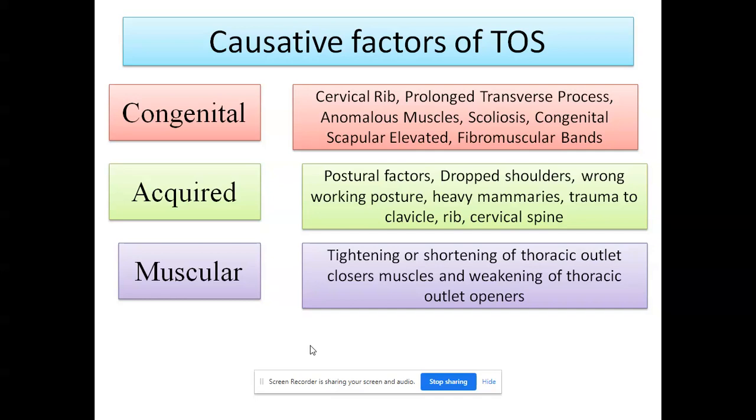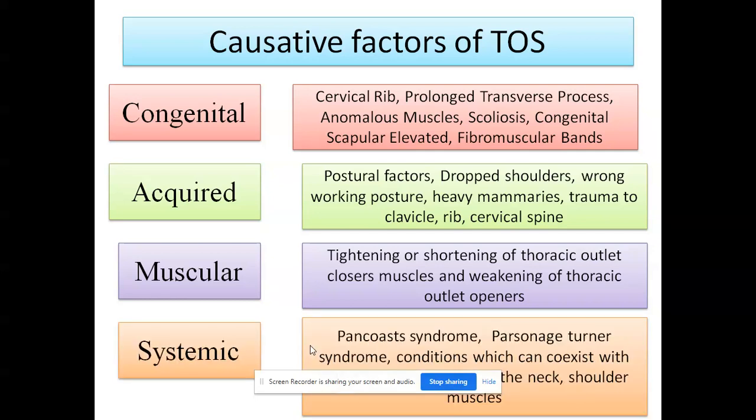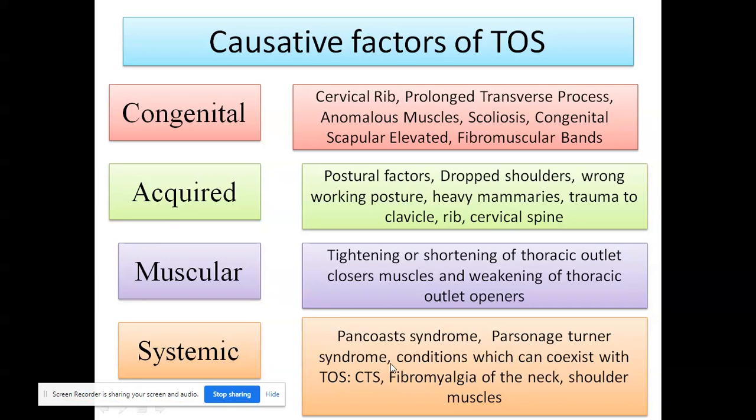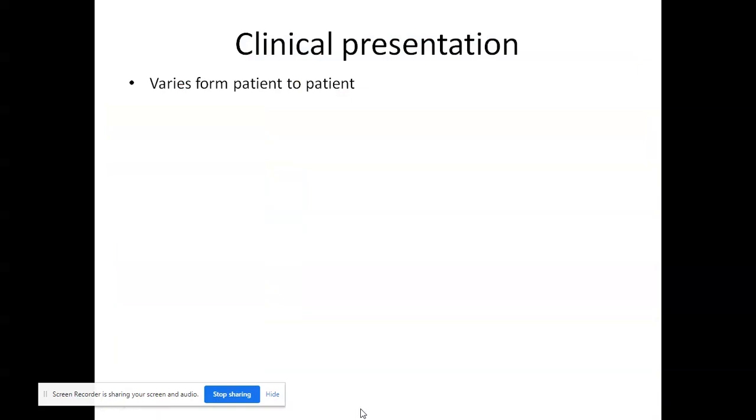If tightening or shortening of the thoracic outlet closer muscles occurs, which are pectoralis minor, lower trapezius, and scalenes, it can lead to TOS symptoms. Coming to the fourth causative factor, that is systemic, wherein we have Pancoast syndrome, Parsonage-Turner syndrome, and conditions which can coexist with TOS, that is CTS, carpal tunnel syndrome, and fibromyalgia of the neck and shoulder muscles. Coming to clinical presentation.